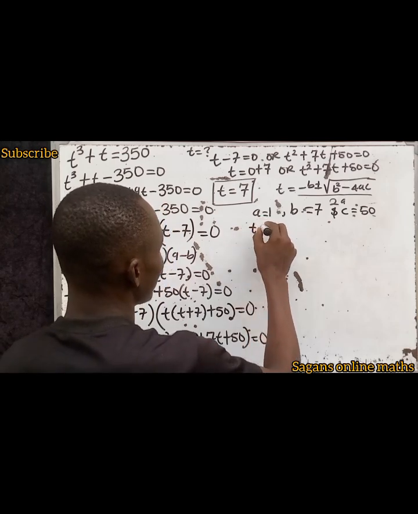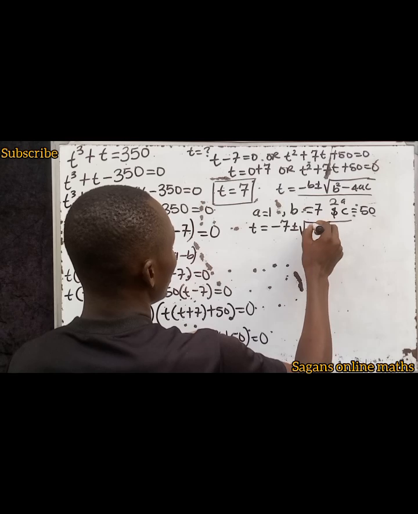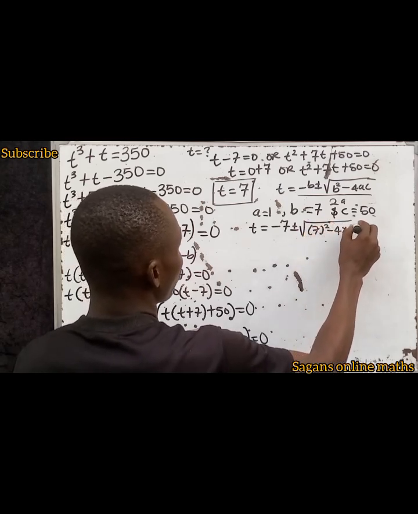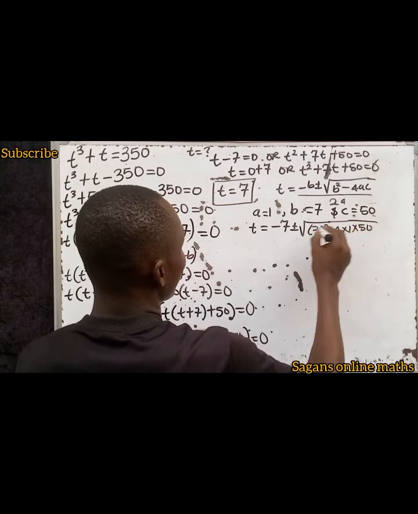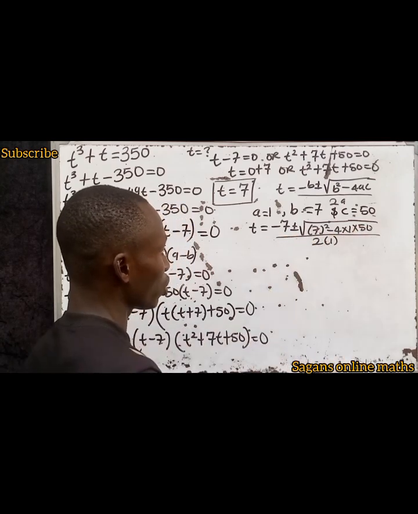It means that t is equal to minus 7 plus or minus the square root of what? 7 squared minus 4 times 1 times 50, divided by 2 times 1, because our a is 1.